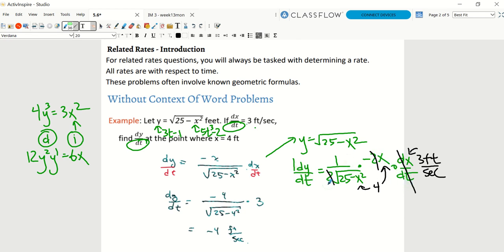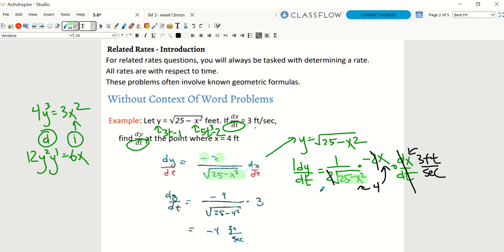Now, the 2's cancel. You're left with negative x on top. That's how I got this negative x, and you're left with the square root of 25 minus x squared on the bottom right here. So we should understand how these 3 green highlights became that, and then your dx over dt is right here.